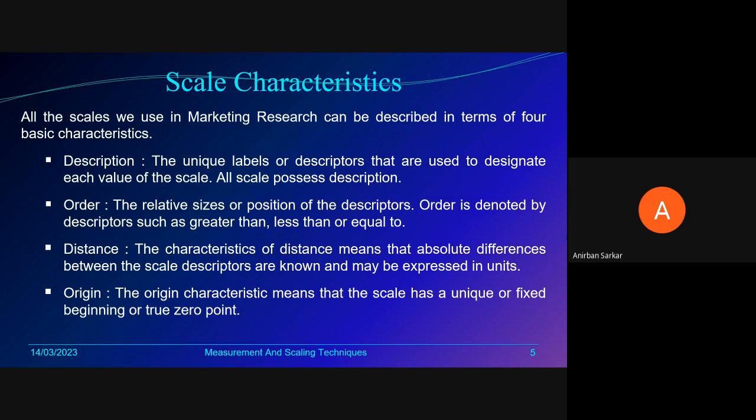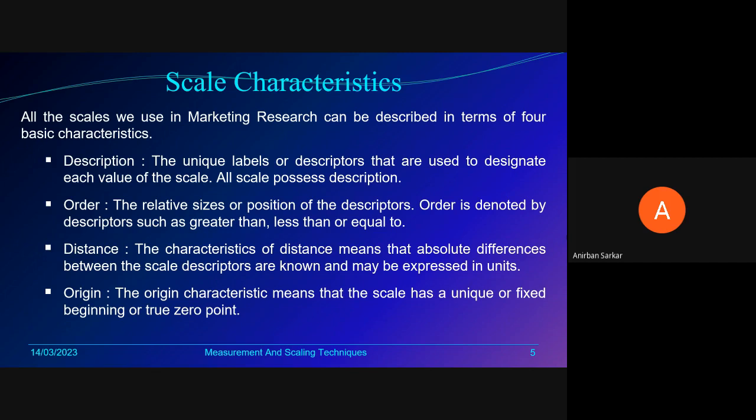So, are you aware of the scale characteristics? Have you heard it before? No, sir. Anyone have heard it before? No, sir, I haven't. Okay.